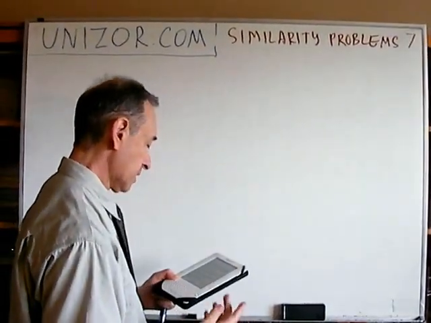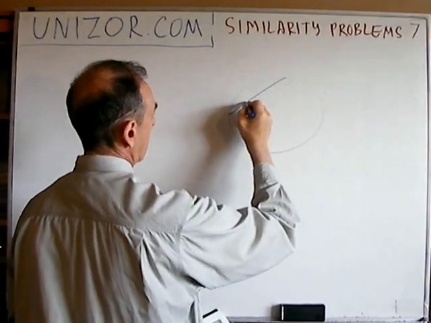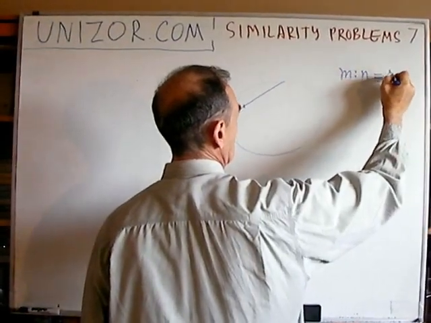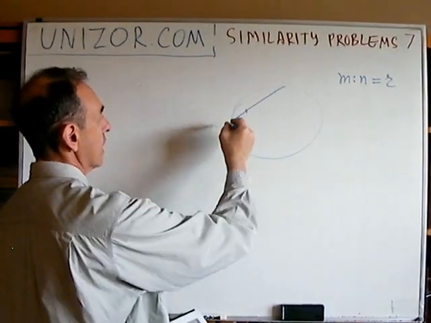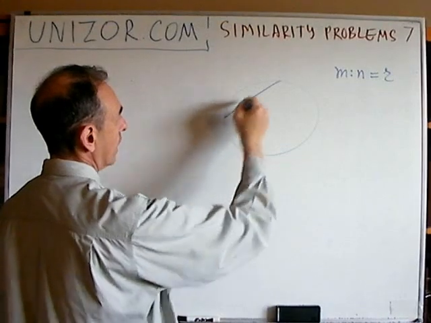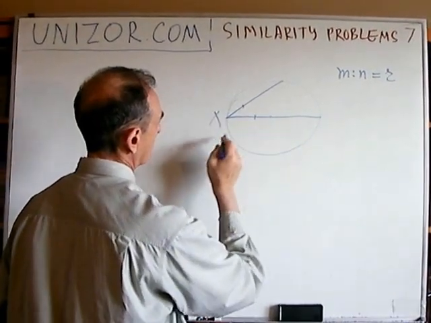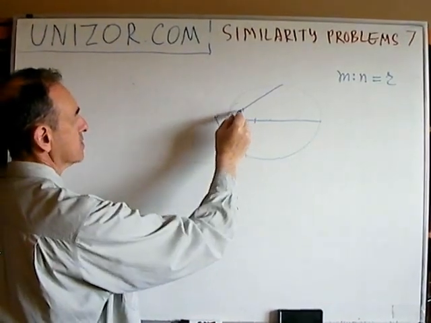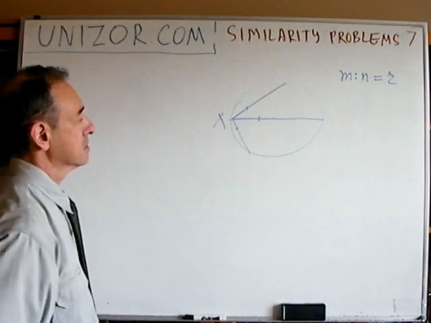The next problem is basically as simple, but instead of midpoints, we have a point which divides a chord in a certain ratio. So we have a ratio given to us, and we have a point on a chord which divides this chord in this ratio. So what's the locus of all points which divide all the chords from this point, including the diameter, by the way, in this ratio?